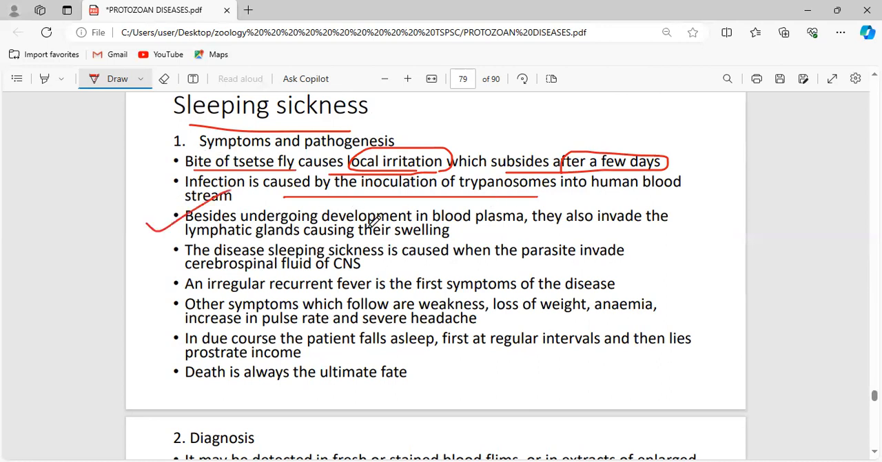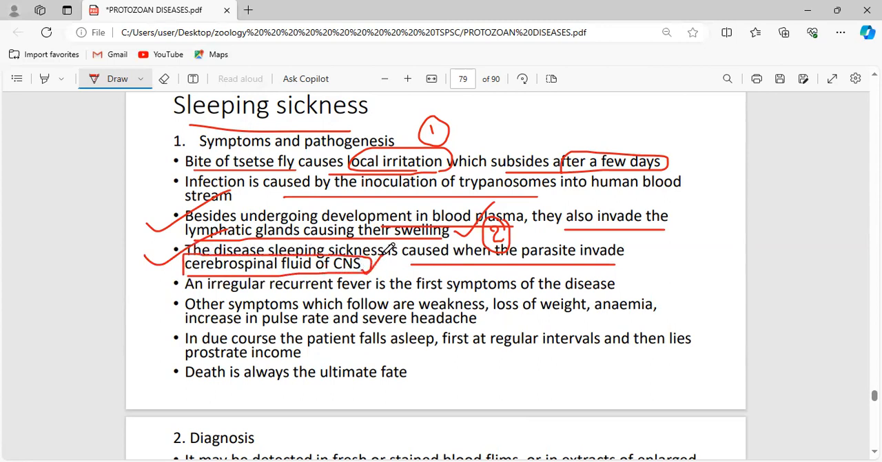Besides undergoing development in the blood plasma, they also invade the lymphatic glands, causing swelling. This is the second. The first symptom is irritation, and the second is that when the immune system acts against that parasite, it causes inflammation or swelling. Now, the disease sleeping sickness is caused when the parasites invade the cerebrospinal fluid of the CNS.